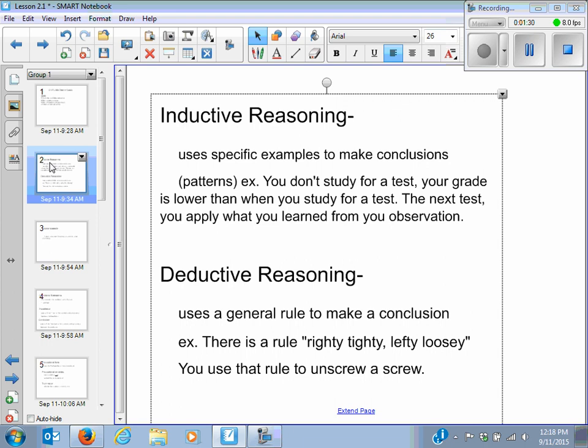Deductive reasoning is when you use a general rule to make a conclusion. So we have heard since we were a little kid, righty-tighty. I know some of you still have to throw your fingers up and make the little L to figure out what's your right and what's your left. But there's another saying that says righty-tighty, lefty-loosey. And when we unscrew a screw, sometimes we use that to realize, okay, to the right tightens, to the left loosens. That would be called deductive reasoning. There's a rule. You're using the rule to follow your actions.